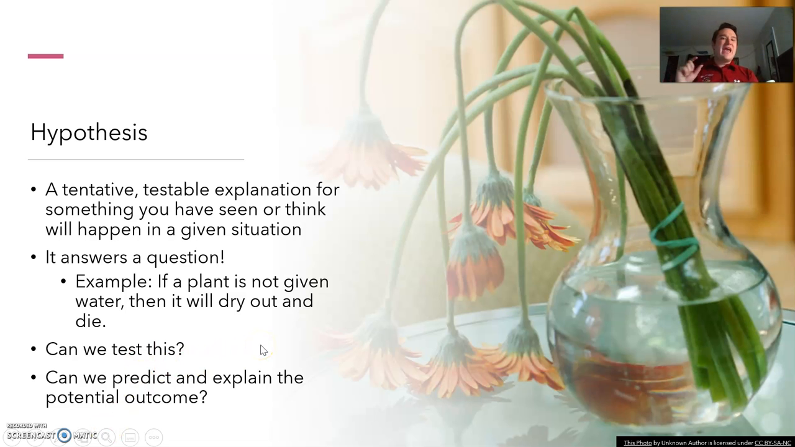Next question. Can we test this? Is it testable? If it is not testable, it is not a hypothesis. And can we predict and explain the potential outcome? This is the because part of this statement. Okay, if, then, because.